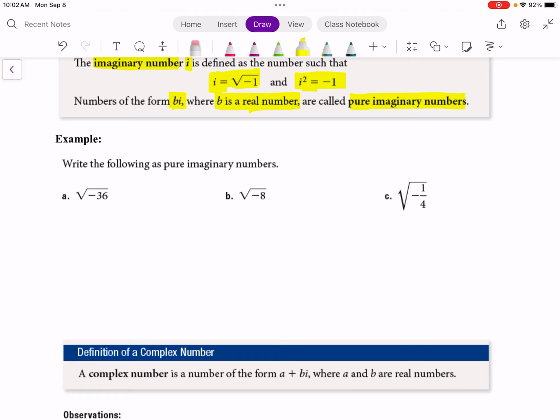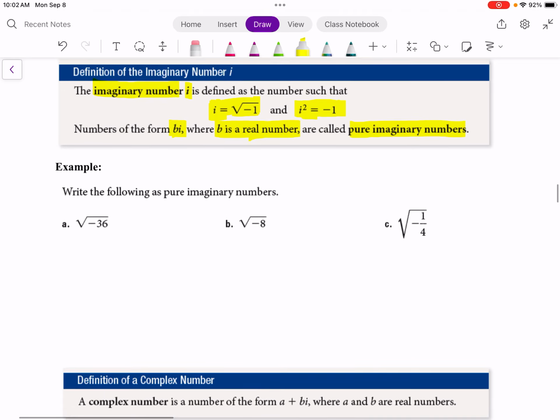Now here we have examples, and we are asked to write down these numbers as pure imaginary numbers. So writing as a pure imaginary number means we are writing in b times i form. We must rewrite all these numbers in terms of i. Now we have the square root of -36.